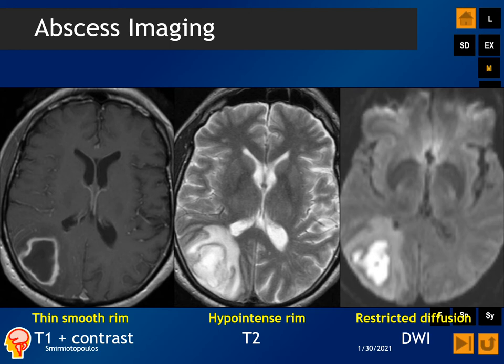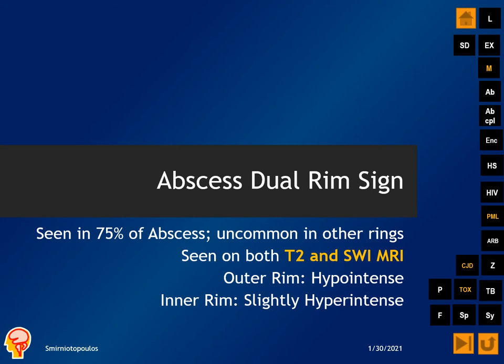Here's an abscess that has a thin rim, but it has an undulating contour on the outside, and that might give pause to suggest that it is a neoplasm or an abscess. But the restricted diffusion is very characteristic of an abscess, isn't it? And is not very common in a necrotic neoplasm. So this abscess dual rim sign is something we should look for.